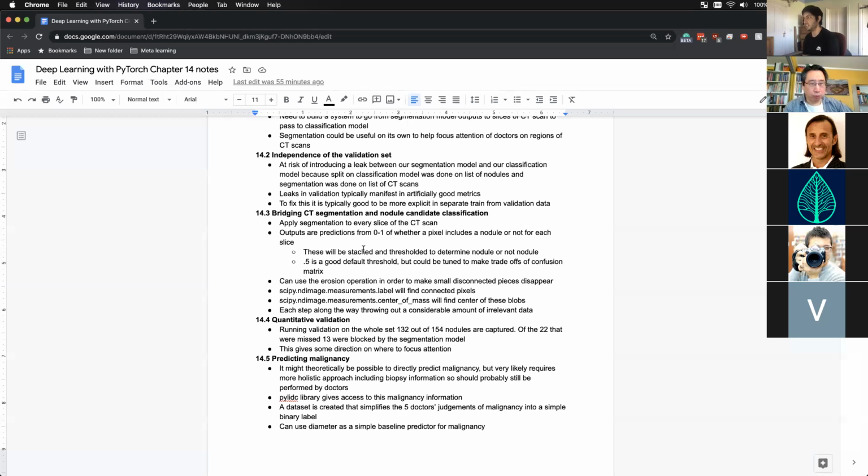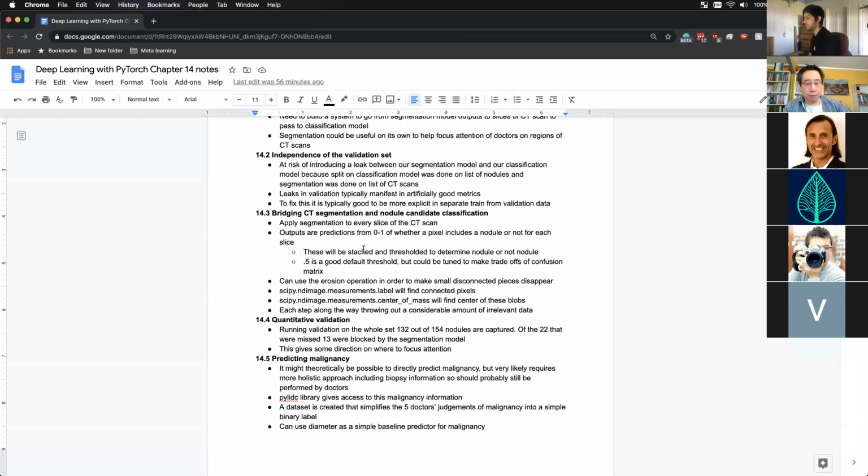In the next section, they're talking about quantitative validation. They actually run the validation set. They find that out of 154 actual nodules, they captured 132, which is pretty good. Then they look a little bit deeper and ask which ones were missed because of the classification model, and which were missed because of the segmentation model. They find that of the 22 that were missed, 13 of them came from the segmentation model.